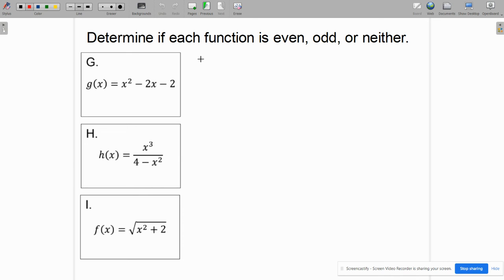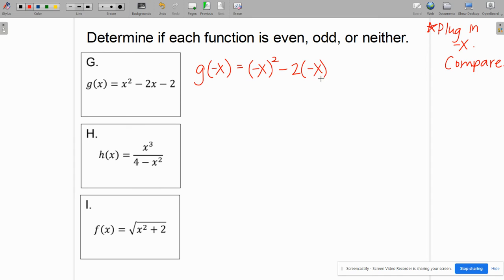Another option, though, is you would just take the function and plug in negative x. So for all of these, we're going to work on plugging in negative x, and then we're going to compare back to the original function. So if we find g of negative x, we plug negative x into this function, that would be negative x squared minus 2 times negative x minus 2. Well, negative x times negative x is going to be a positive x squared. Negative 2 times negative x is a positive 2x, and then we have minus 2.